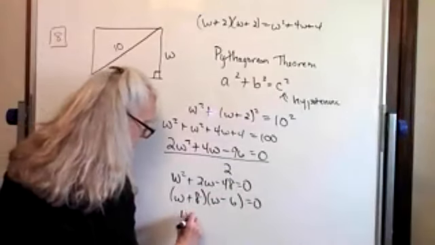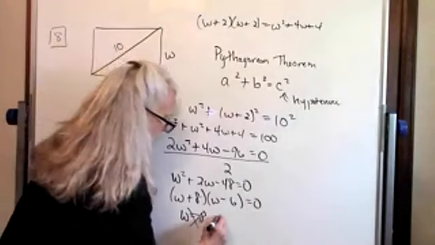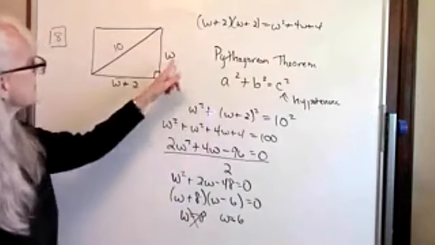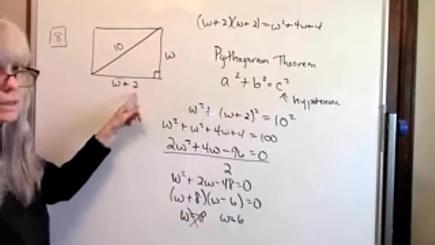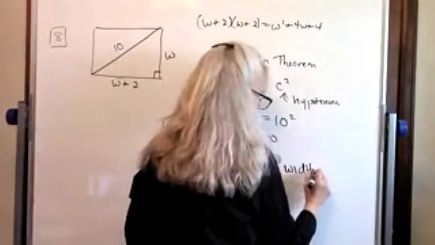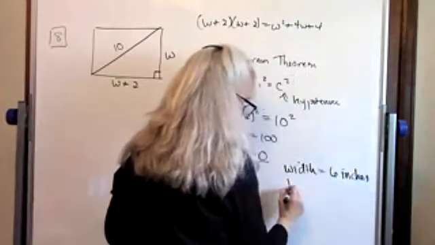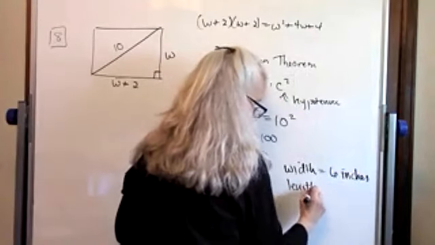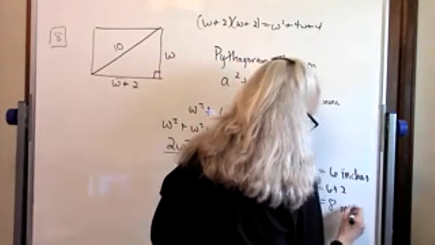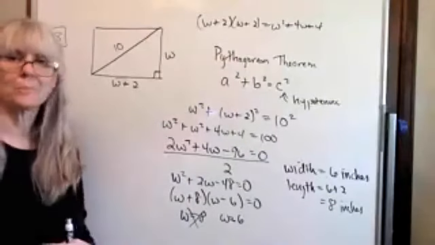Solving those, you're going to get a width of negative 8. Wait, it's a width. That can't work. That's no good. But we are going to get a width of 6. Yay! So our width is 6. We then know that 2 more than 6 is 8. So we now know the dimensions of our rectangle. So the width is 6, and I think we're in inches. And then the length is 6 plus 2, which is 8 inches. And there's a right triangle. Good luck.